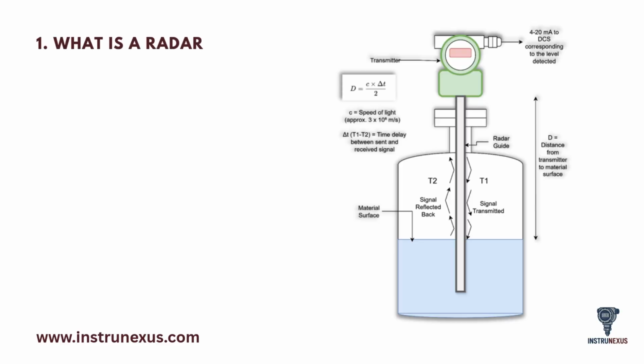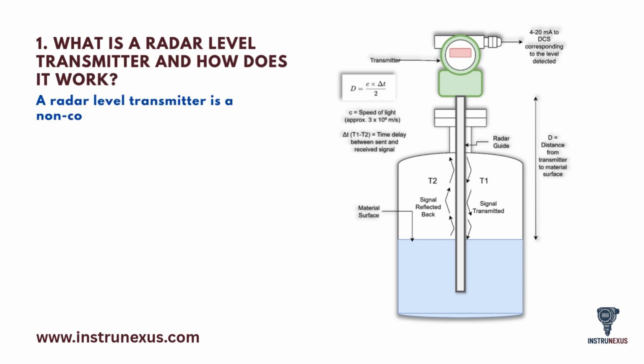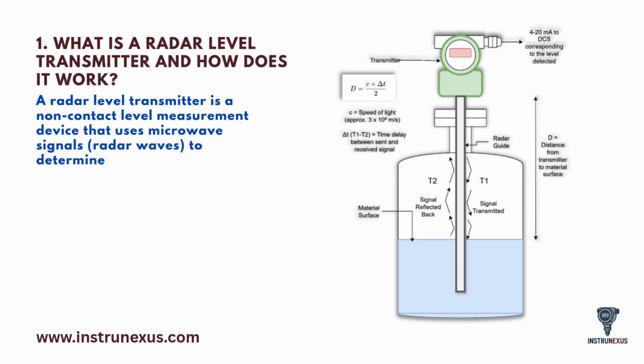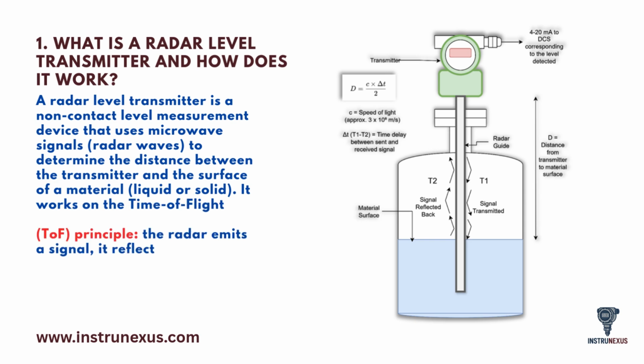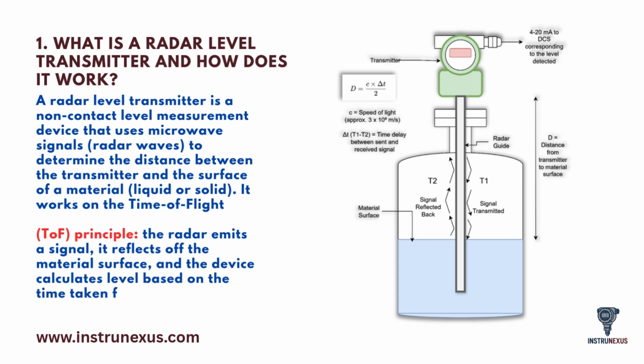What is a radar level transmitter and how does it work? A radar level transmitter is a non-contact level measurement device that uses microwave signals, radar waves, to determine the distance between the transmitter and the surface of a material, liquid or solid. It works on the time-of-flight principle. The radar emits a signal, it reflects off the material's surface, and the device calculates level based on the time taken for the signal to return.